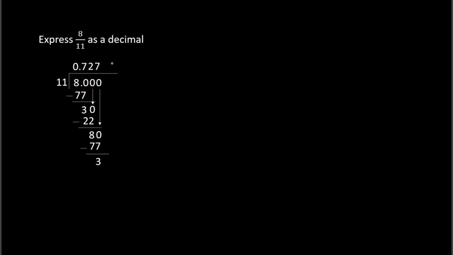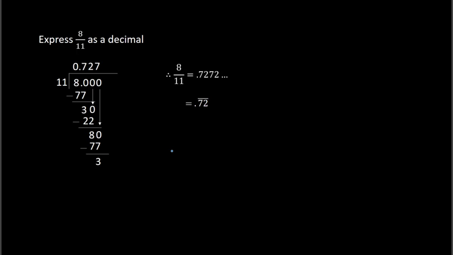So therefore, 8 over 11 is 0.7272, etc. It's going to keep repeating. And because both numbers are repeating, both the 7 and the 2, I can write this as 0.72 and then a line above both of those numbers. So this means that the 7 and 2 will keep going on forever and ever.